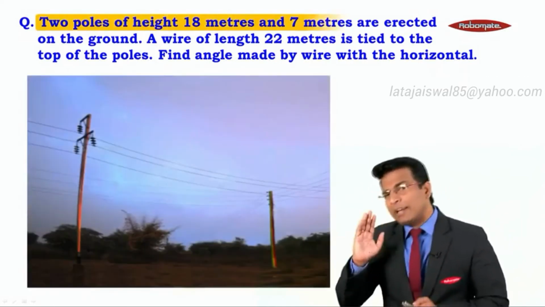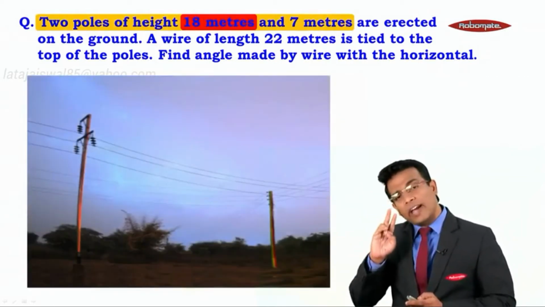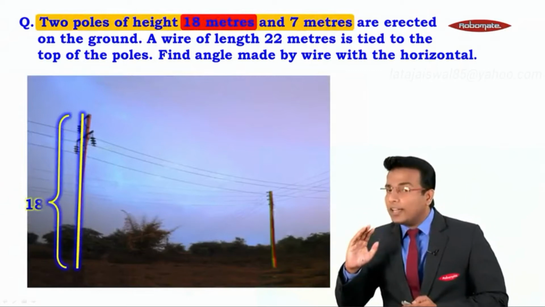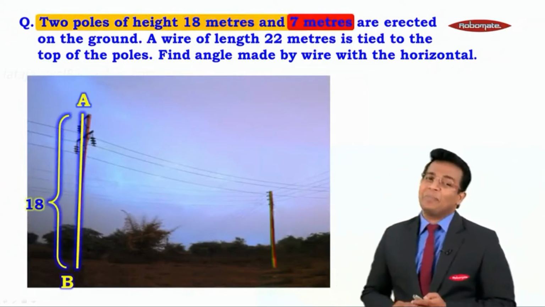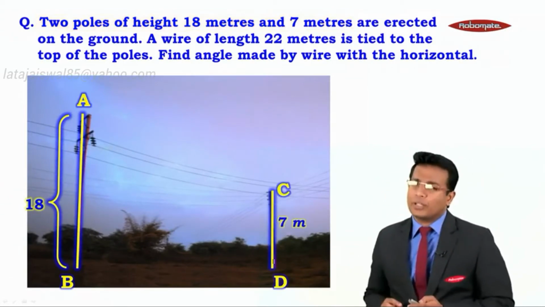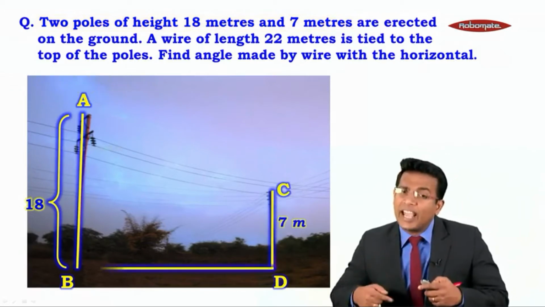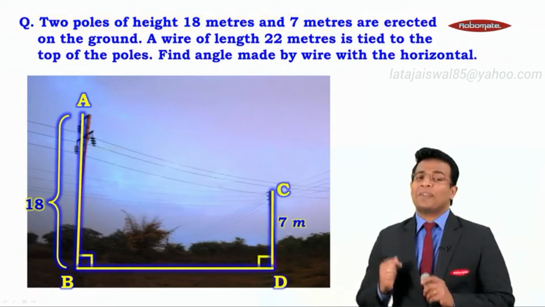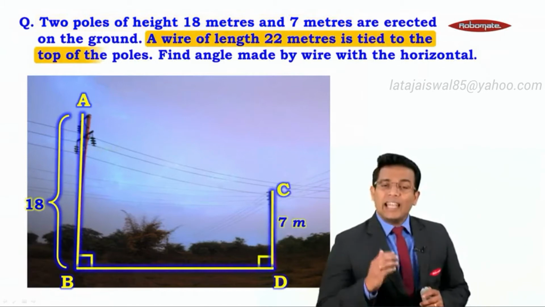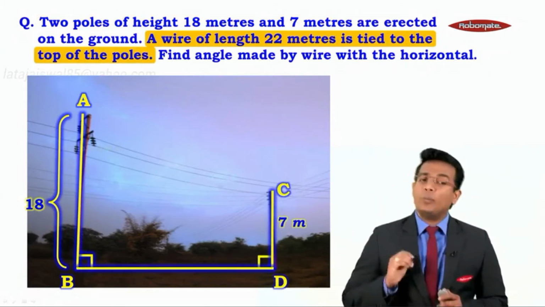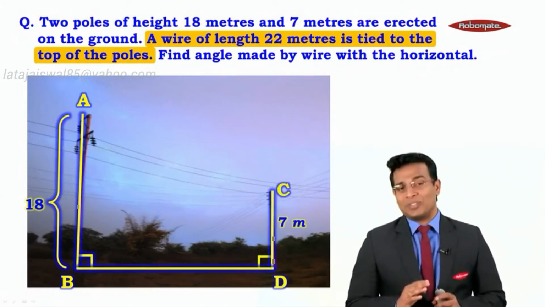The very first statement says that there are two poles. One is of height 18 meters and the other one is of height 7 meters. These are the two poles which are given to us. And they say that both the poles are erected on the ground. That means they are perpendicular to the ground. The next statement says a wire of length 22 meters is tied to the top of the poles.